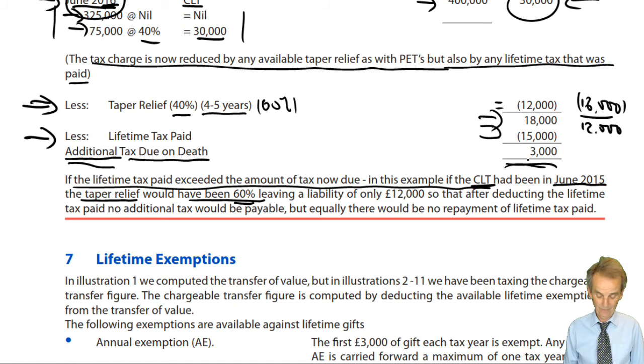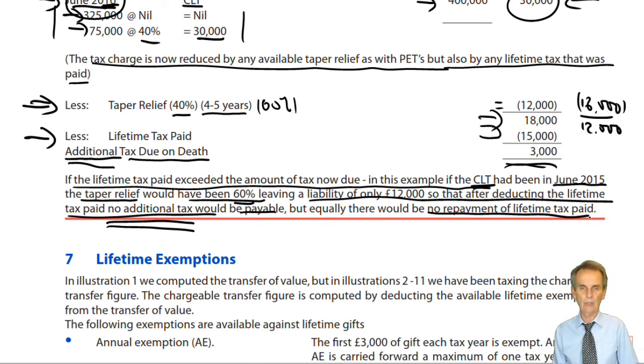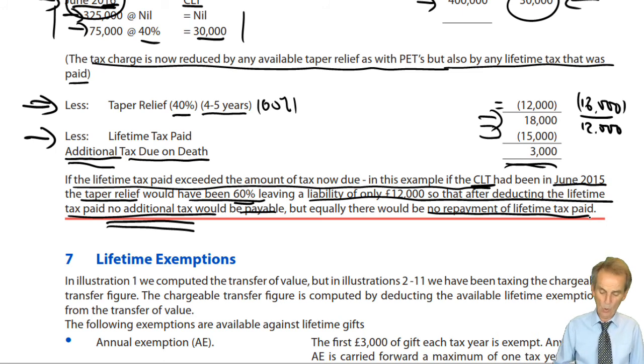What happens? It's left a liability of only 12, so that after deducting the lifetime tax paid, no additional tax would be payable. No additional tax. But equally, there would be no repayment of lifetime tax paid either. The best that that lifetime tax can do for you is to reduce what would have been a charge on death down to nil. It can't create a repayment for you there. So get them in the right order.